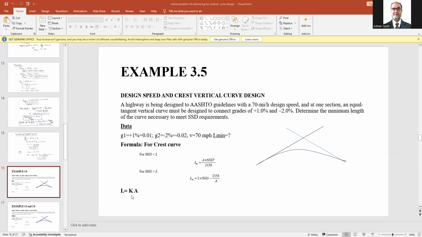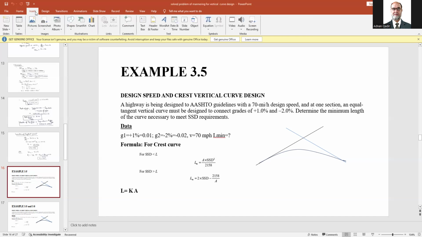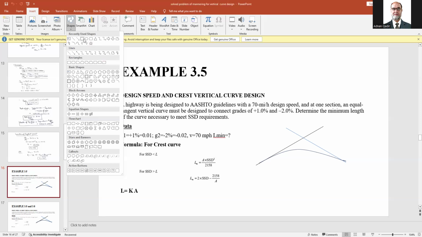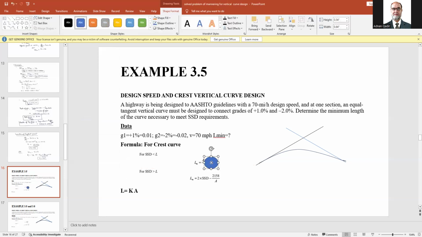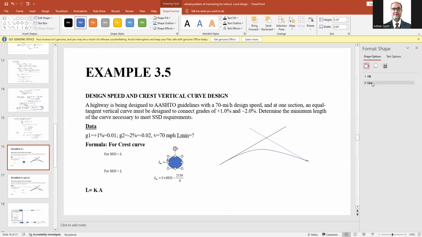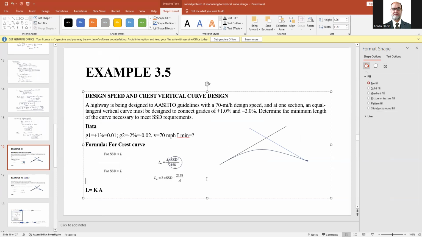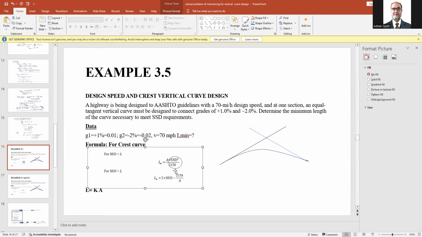If I highlight this portion, this SSD squared over 2158 can be considered as K, and then the rest is A. Similarly, in the other relation, 2 SSD can be considered as K, and this whole thing is K, and then it's A.